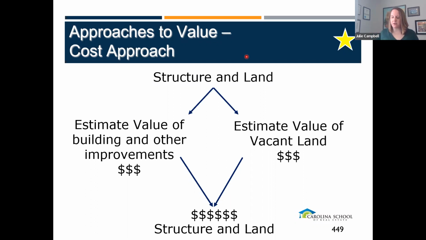Then we put a value on the structure. There's our replacement cost using the square foot method again, less any depreciation. So replacement cost minus our depreciation gives us a value of the building of $81,750. Add them together. The appraiser will give their opinion of value using the cost approach of $116,750. Value on the land, value on the structure. More important to me that you pay attention.